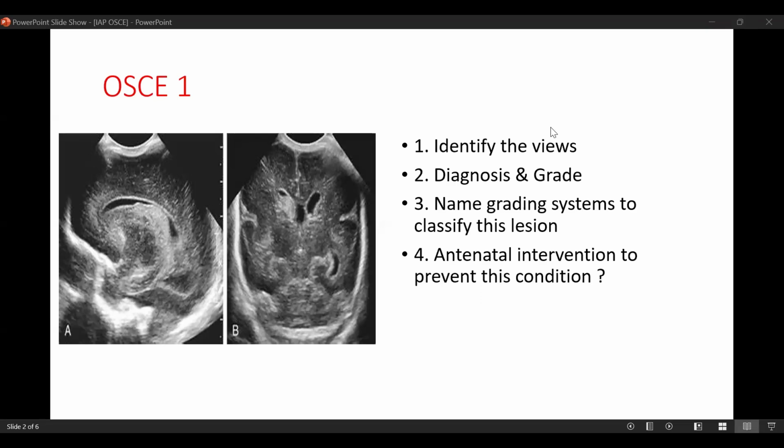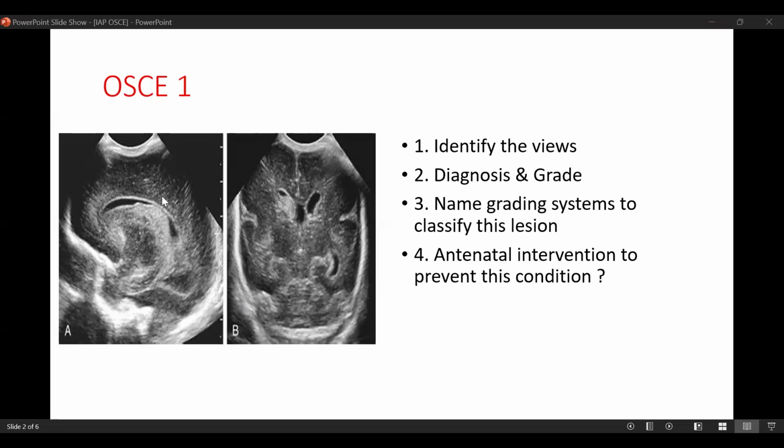So what are the two grading systems? Yes, Papile and Volpe. You are correct. Okay, name one antenatal intervention to prevent this condition. Yes, it is antenatal steroids. Excellent. So everyone is answering correctly.